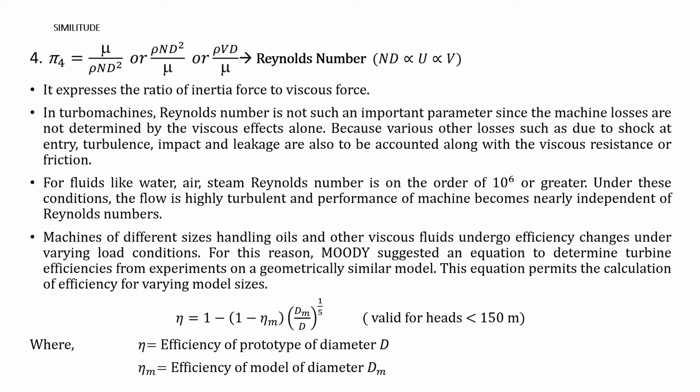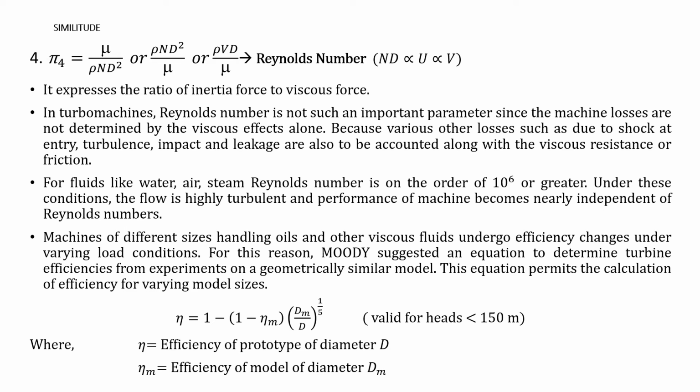The fourth pi term is mu by rho N D square. I can interchange this and write it as rho N D square by mu. We can interchange the pi terms; I told you the rules. We can multiply, divide and apply powers to the pi terms. According to that rule, I have written it as rho N D square by mu.